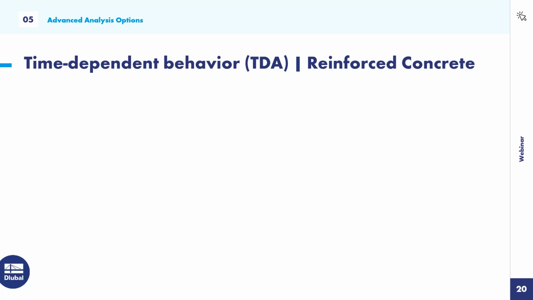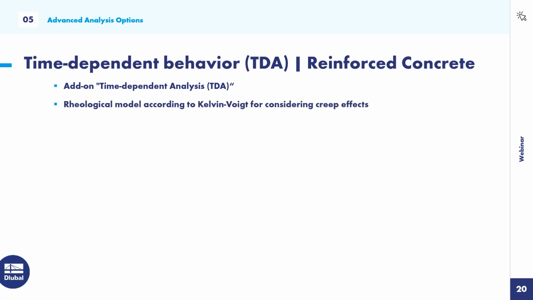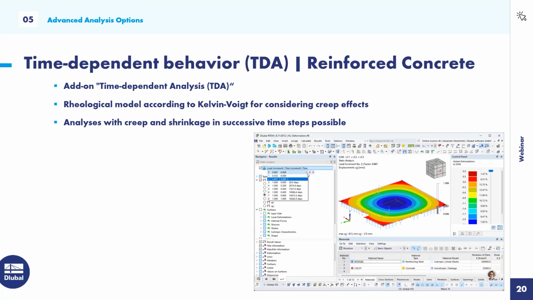The next advanced analysis is the time-dependent behavior. It's in our add-on Time Dependent Analysis. We use here the rheological model according to the Kelvin-Voigt approach to consider the creep effects. And what does it mean? In this case, we can analyze the creep and shrinkage effect successively in time steps. We can have some load history in step-by-step time steps. We can also see the results here. We have firstly the load increments, which were increased in 3 steps. And then we have 5 steps for the time for the TDA calculation.